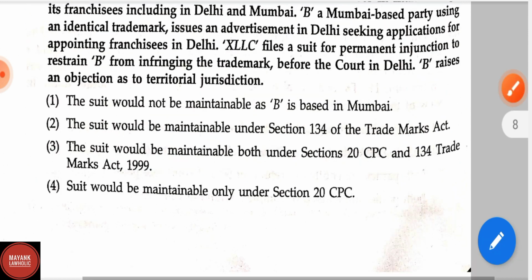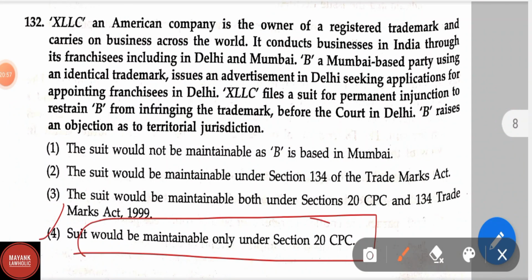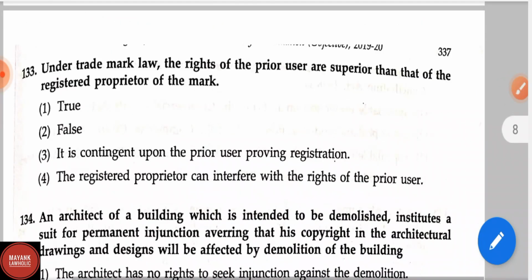In this question, the correct answer is option number 4. Suit would be maintainable under section 20 CPC. Section 20 CPC talks about other suits to be instituted where defendants reside or cause of action arises. So here the correct answer is option 4. Now let us see the question number 133.